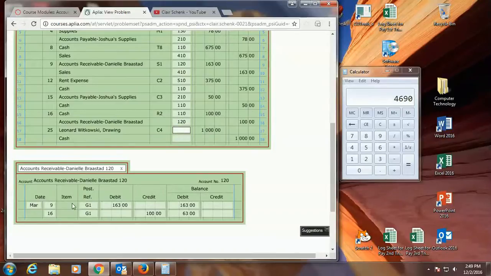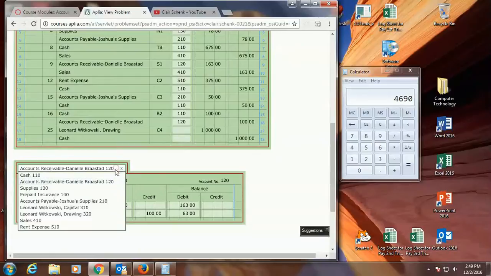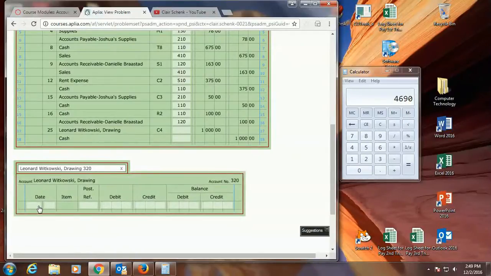Okay. And so the last one is the drawing account. Remember, the owner can do only two things. And so G1 is my post-reference. It's $1,000 for the drawing account. And the debit is $1,000. And this is the owner's equity account, so I would do a post-reference of 320 to drawing. So there's my drawing account. The owner can only invest or withdraw from the business.